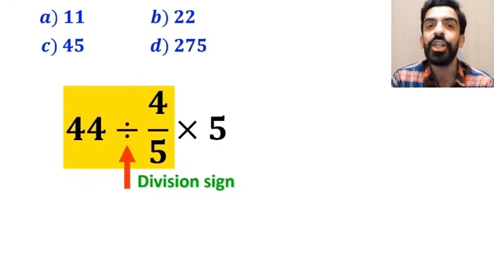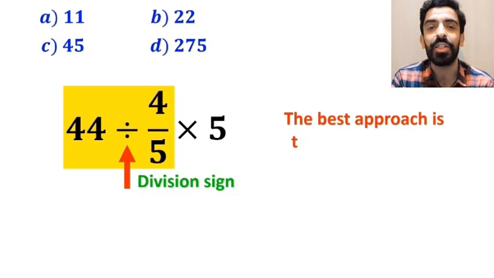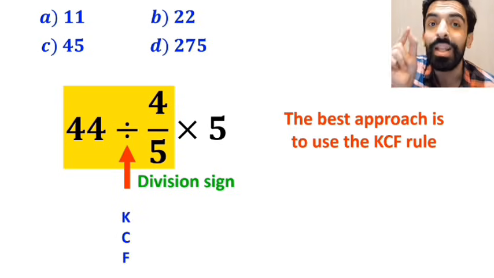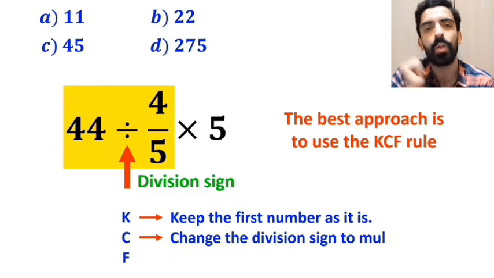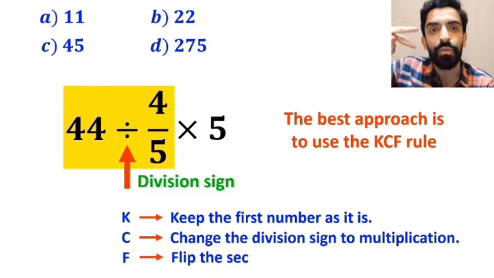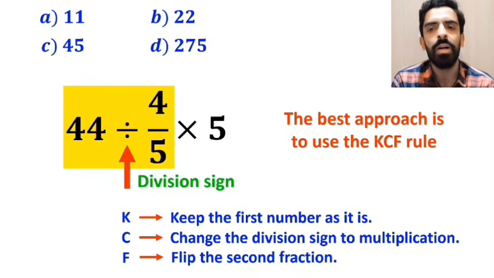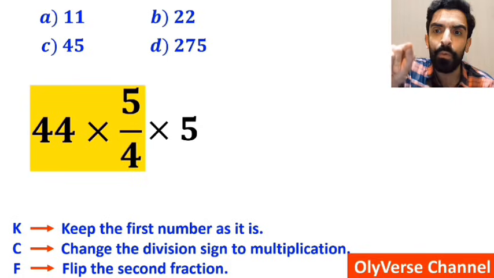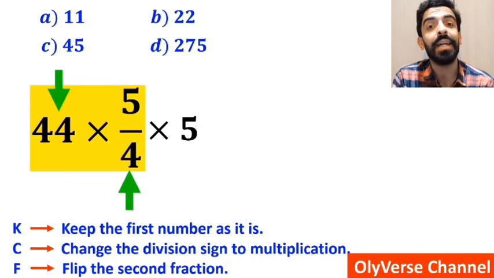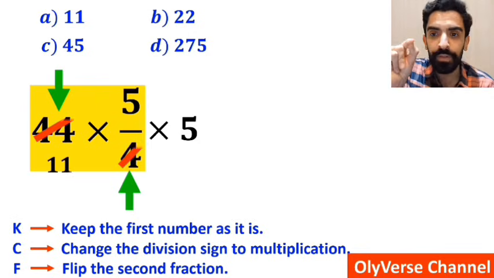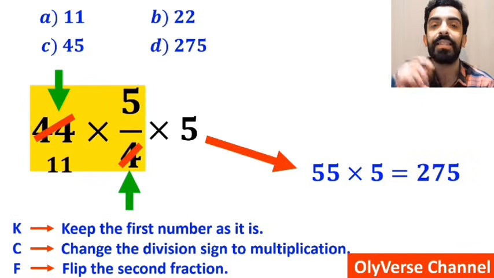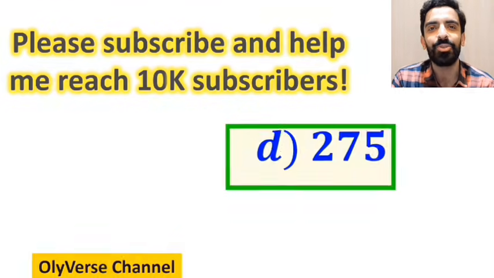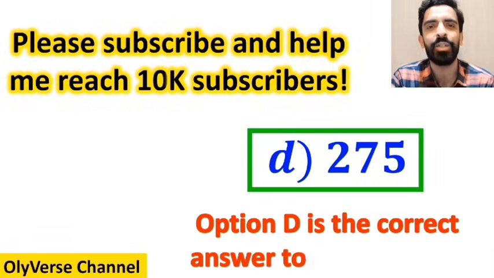Okay, whenever we see a division sign between two terms, the best approach is to use the KCF rule. In this rule, K stands for keep the first number as it is, C stands for change the division sign to multiplication, and F stands for flip the second fraction. So, we remove the highlighted part and replace it with 44 times 5 over 4. Alright, as you can see on the screen, the number 44 simplifies with the 4 in the denominator, and instead of this expression, we can write 11 multiplied by 5, which finally gives us the answer 55. That's great. Option D is the correct answer to this question.